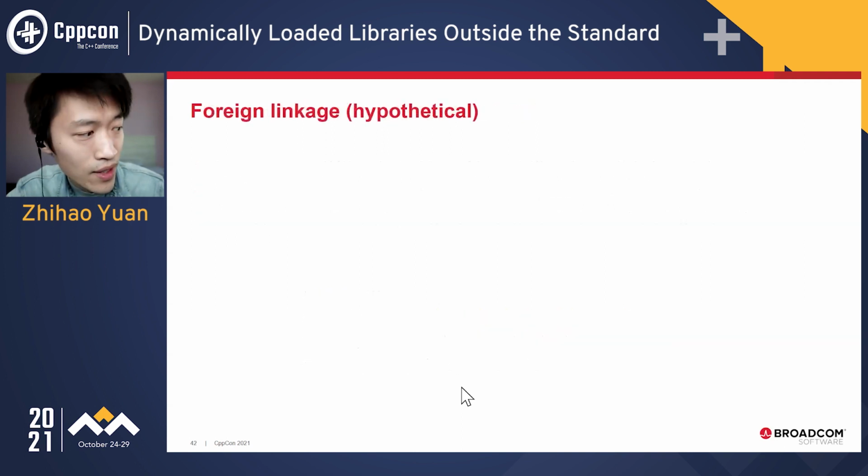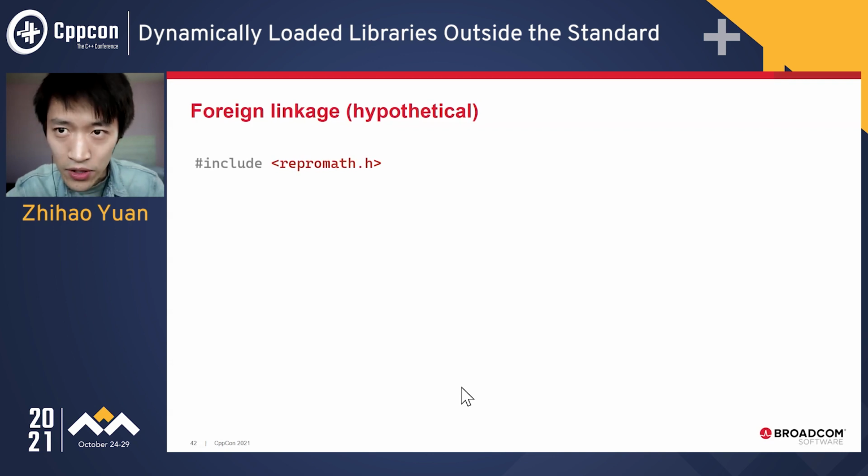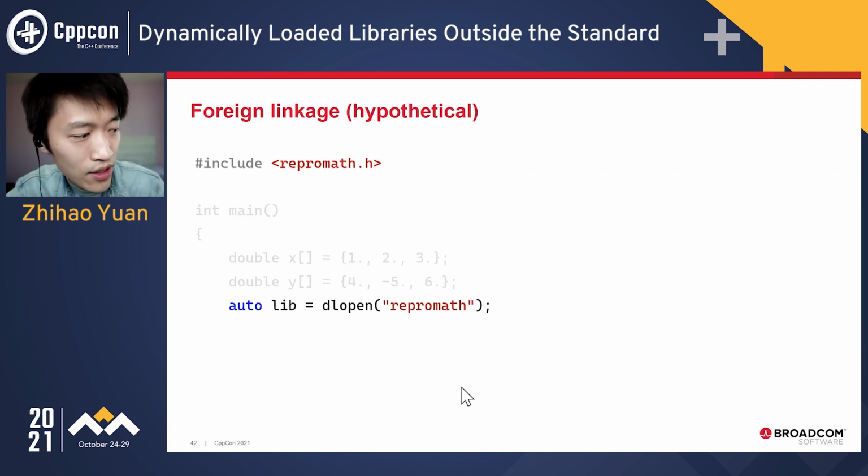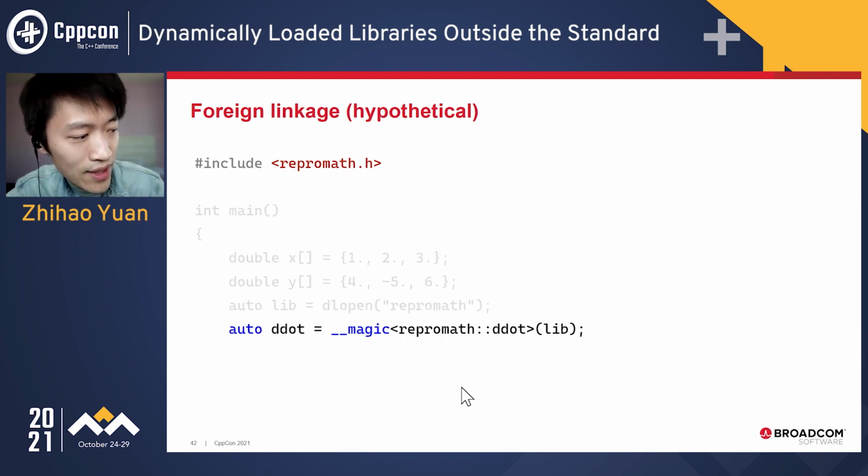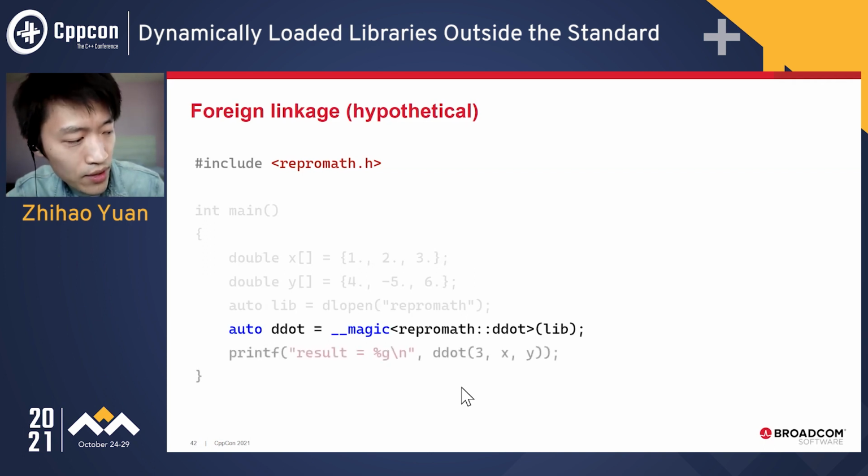That is, by using a concept, foreign linkage. To do dynamic loading, we can include the header, open the library, and then use some magic to resolve not a symbol, but a declaration from the library.